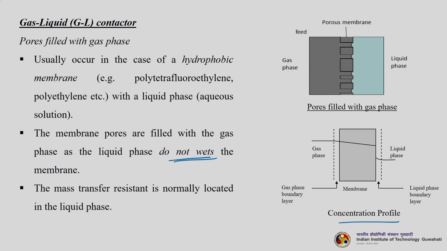So, this is the concentration profile, how it happens. This is your membrane. The gas phase, then the liquid phase, and this is the gas phase boundary layer, this is the liquid phase boundary layer. This is the upstream side, this is the downstream side.